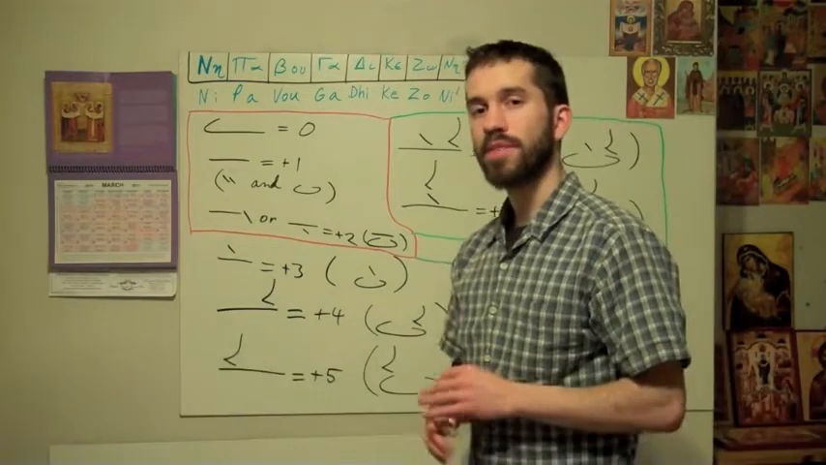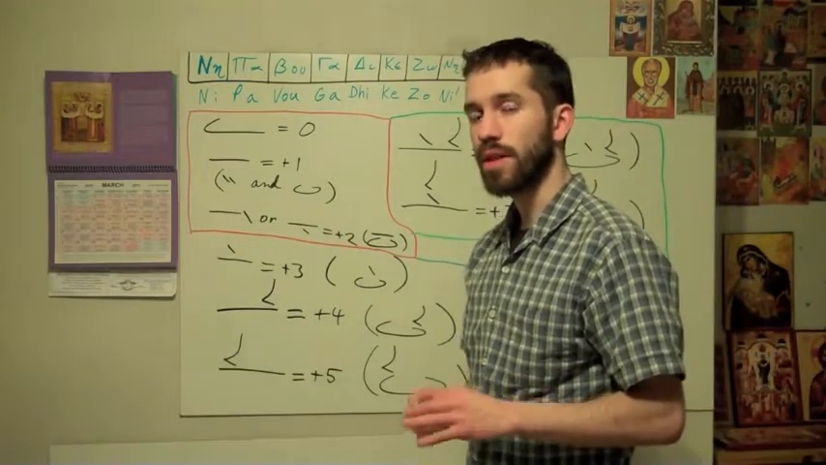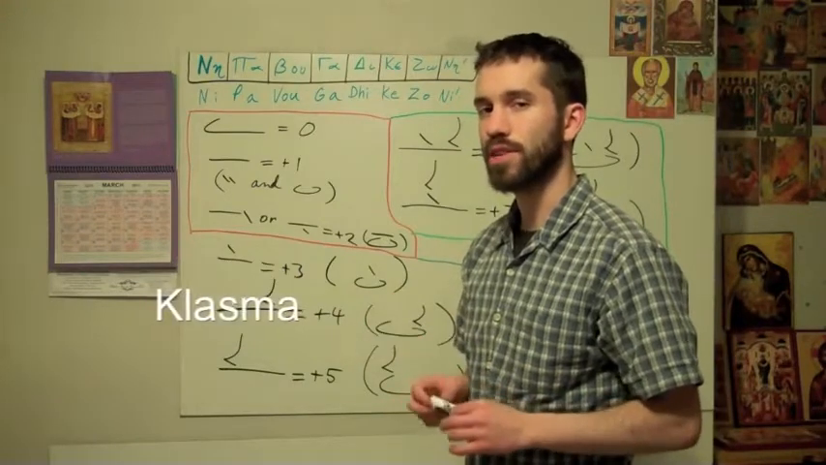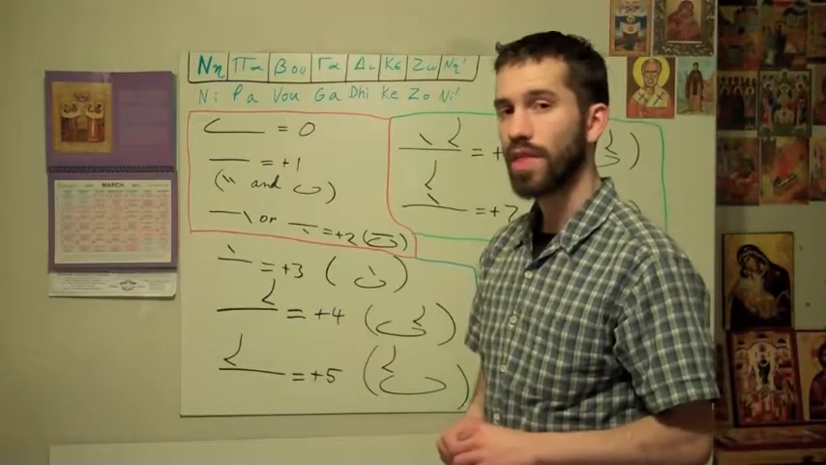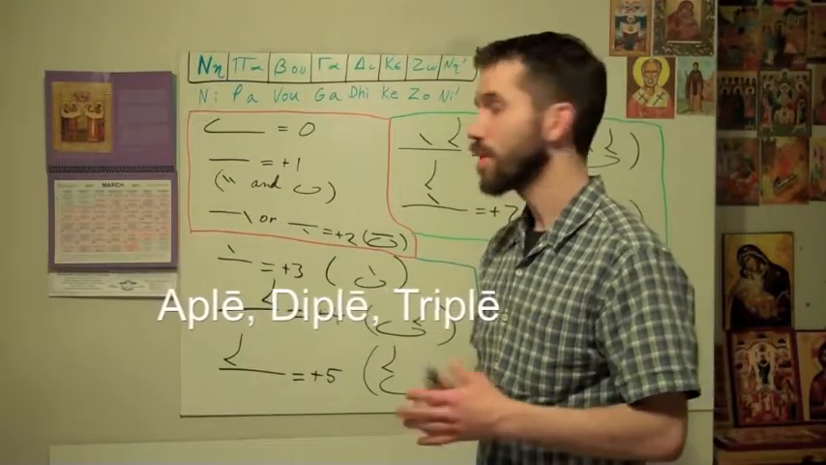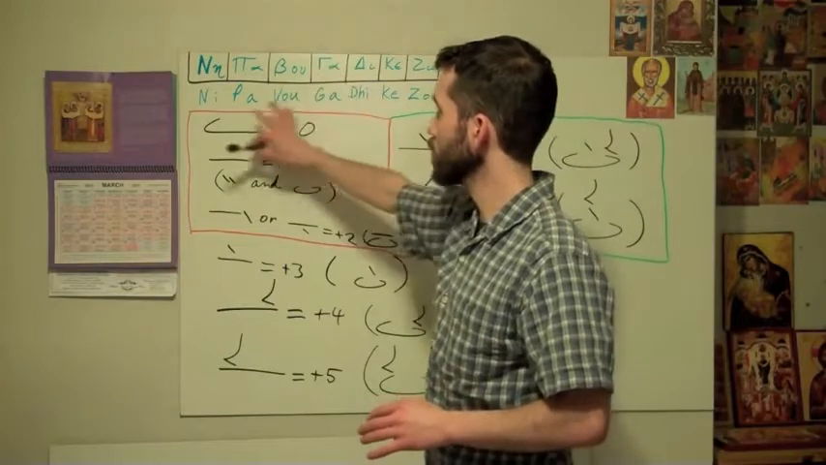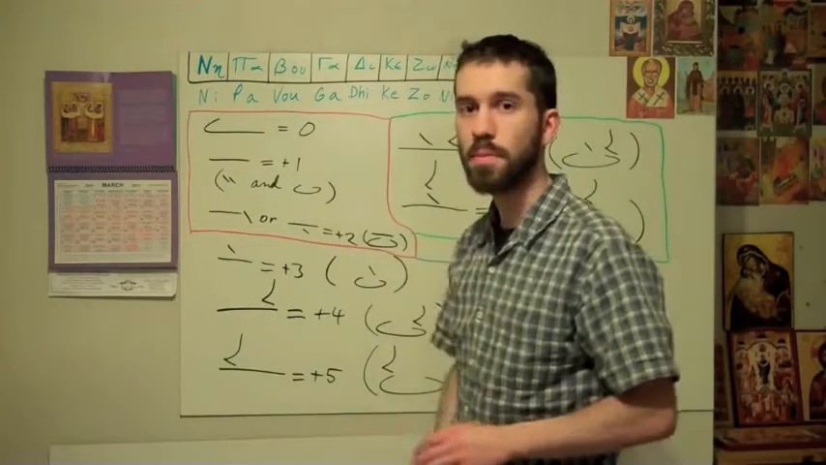Now, to recap some things that we learned last time, we went through a melody, we began to learn some rhythm, specifically the chlasma, the sideways apostrophe that adds a beat to notes, along with aptly, diptly, and triply, which also add beats to the note. And then here's our scale that we deal with: ni, pa, vu, ga, vi, ke, zo, ni.